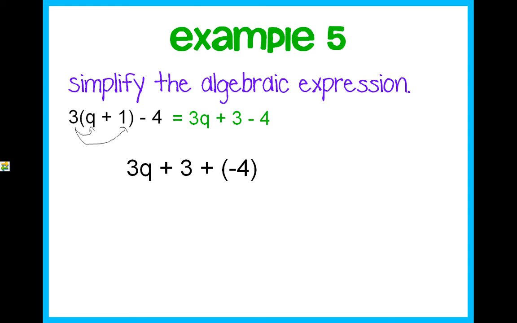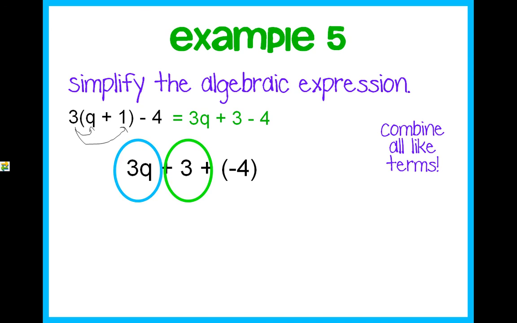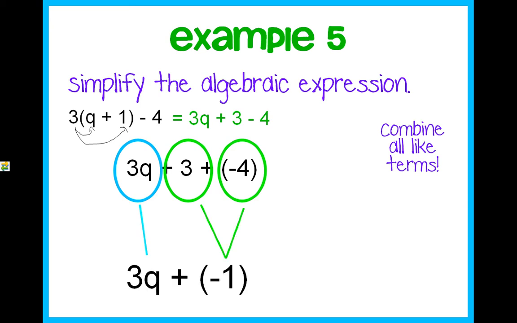and now we're ready to combine all of our terms. We only have one 3q, so it'll go down by itself, but then you have your constants 3 and then negative 4, which are your like terms. Bring them down. 3q will go in the front, and then 3 plus a negative 4 is negative 1. If we wanted to rewrite this where it looks cleaner, because that plus negative 1 is kind of clumped together, you can rewrite it back into a subtraction problem. 3q minus 1.